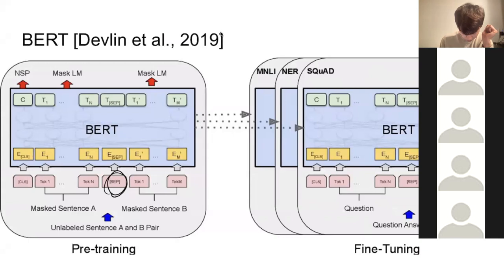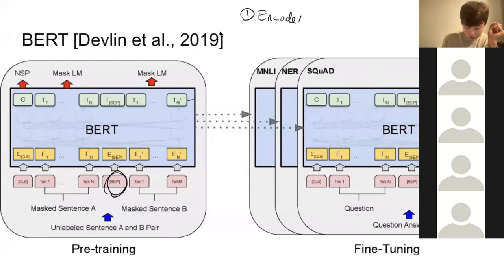It is also similar to GPT in that these are all transformer layers. But there's one difference. Number one difference is that BERT uses, well, not the decoder layer, but the encoder layer.